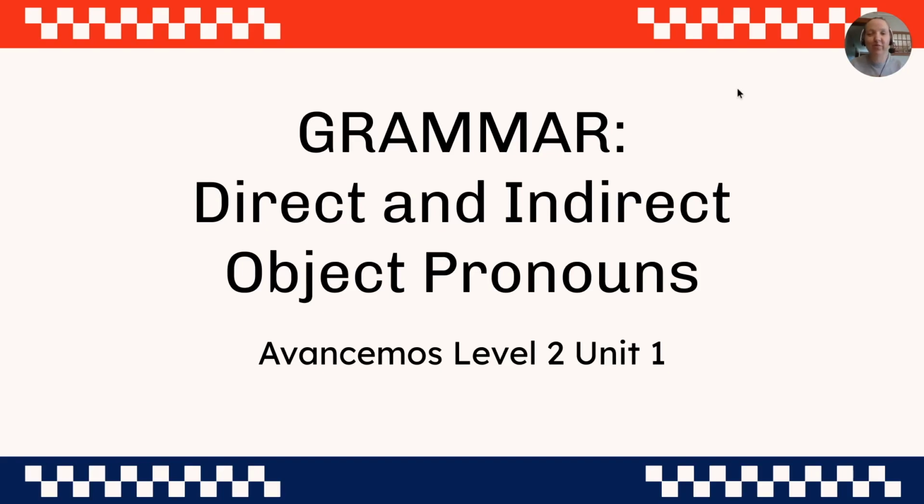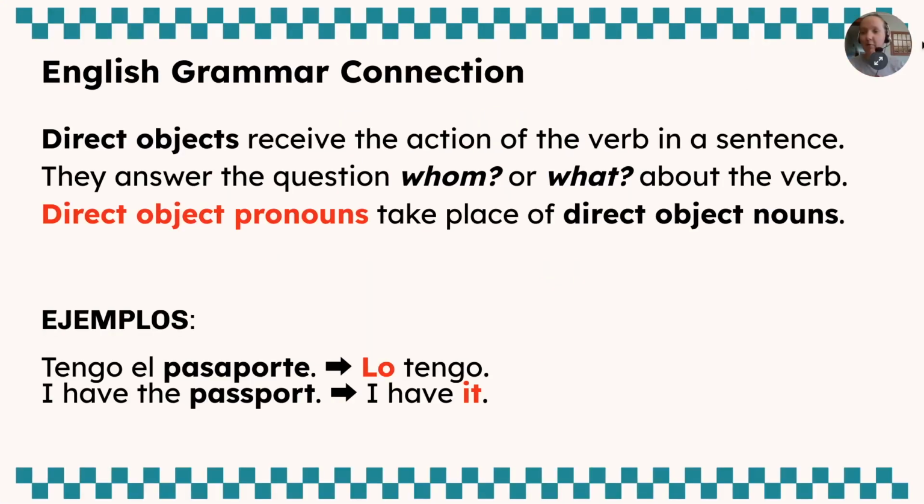Welcome to your very first how-to grammar video for Español 2. Today we're going to be talking about direct and indirect object pronouns. In English, we have direct and indirect object pronouns as well. Our direct objects receive the action of the verb in a sentence, so they answer the question, whom or what about the verb. Our direct object pronouns take the place of our nouns.